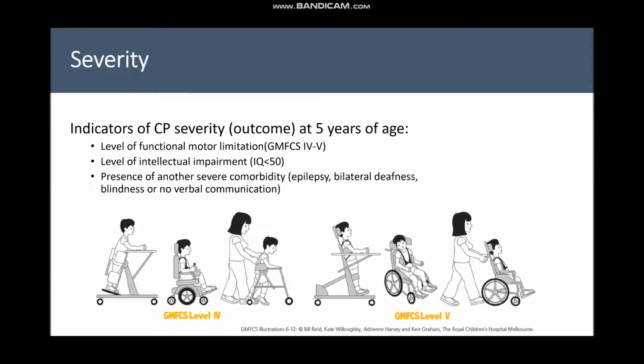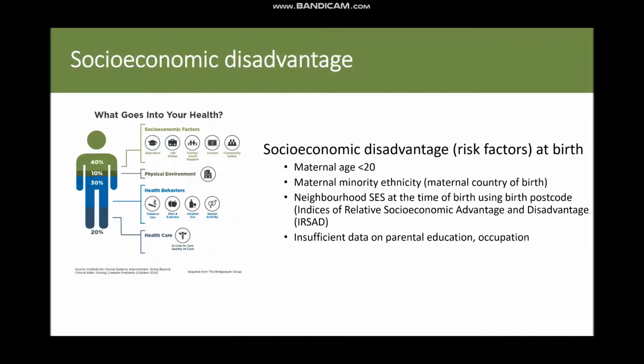Participants were children and their families from the 1993 to 2009 birth year cohort, including postneonatal cases from the Australian Cerebral Palsy Register. Our measures of socioeconomic disadvantage at birth included teenage mothers, maternal age of less than 20, maternal minority ethnicity, defined as a maternal country of birth using Australian Bureau of Statistics codes for low and middle income countries, and a measure of neighbourhood socioeconomic status at the time of birth using postcode, which is then linked to the indices of relative socioeconomic advantage and disadvantage, the IRSAD. Although we wished to look at data on parental education and occupation, this was insufficient.